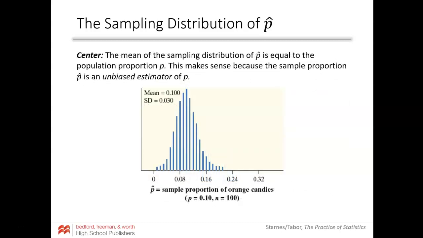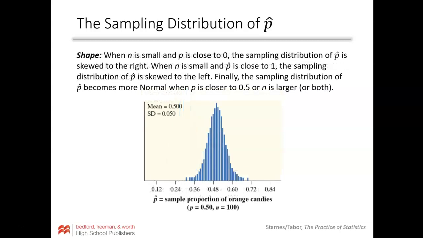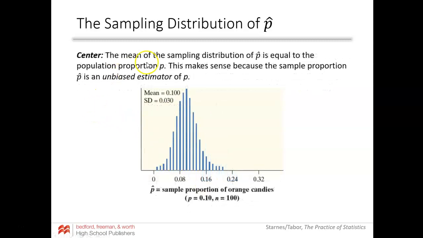Center. Yep, that's where we're at. So center says when the mean of the sampling distribution of p hat is equal to the population proportion. Cool. This makes sense because the sample proportion p hat should be an unbiased estimator of the value of p. So what we're going to find out today is when I ask you for mean, you don't really have to second guess or calculate anything. It's going to be the value of p from the population.